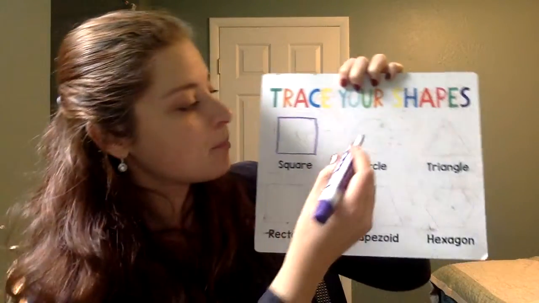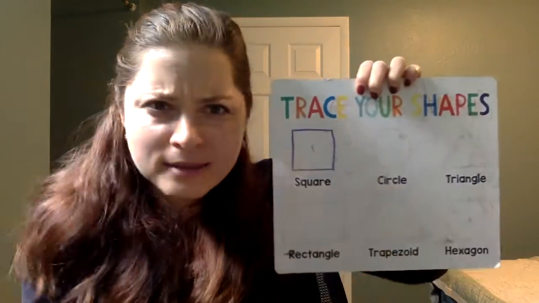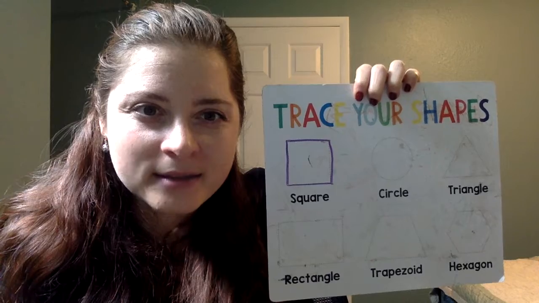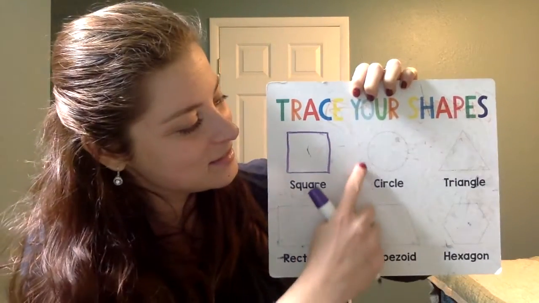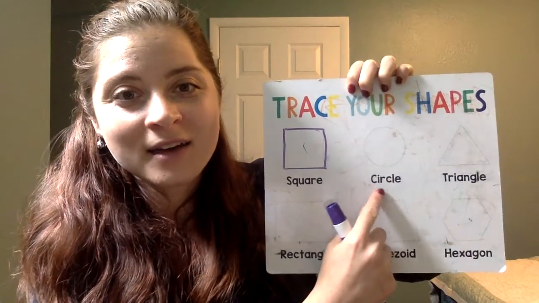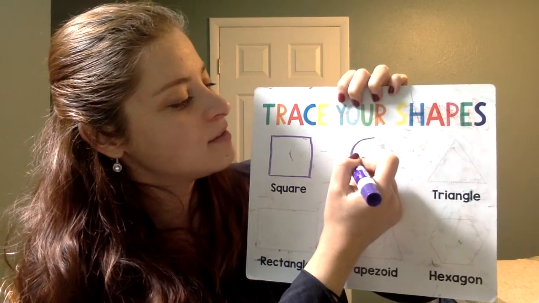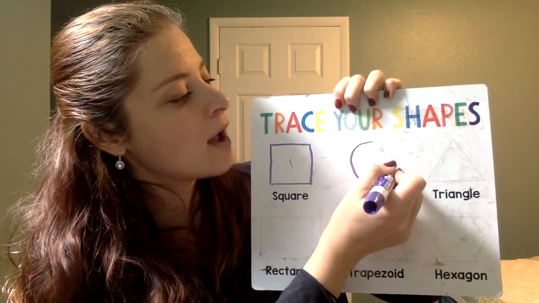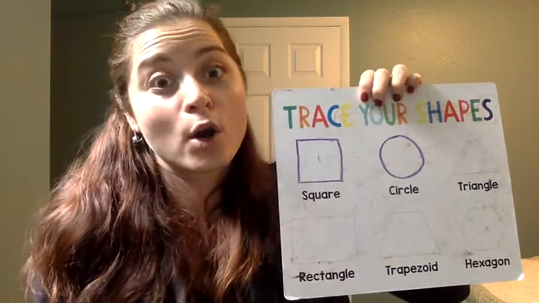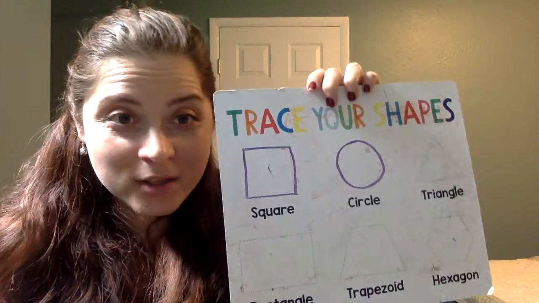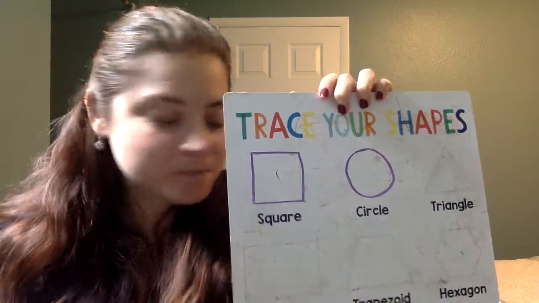Let's do the next shape. Ready? I see it doesn't have any corners or sides. Do you remember the name of it? It's round. It's called a circle. Let's go ahead and draw it. So round, kind of like our earth, or a ball that you play with, like a soccer ball.